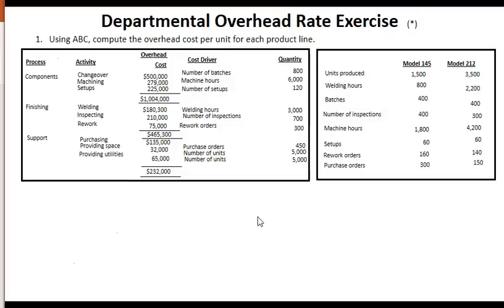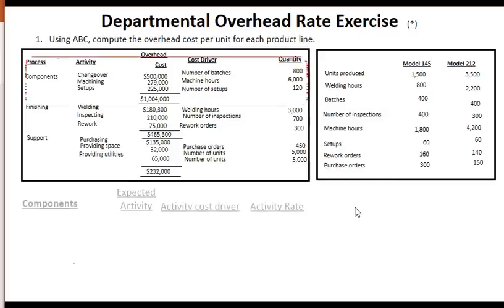So now let's go ahead and take a look at our standard example that we've used for both our single overhead rate and now our departmental overhead rate. We're going to use exactly the same information, but now we're going to calculate this based upon activity-based costing. So again, all the information you see here is from our previous examples, exactly the same numbers, exactly the same cost drivers and quantities. And again, in terms of model 145, exactly the number of units produced, and all the additional cost drivers that are split between model 145 and 212.